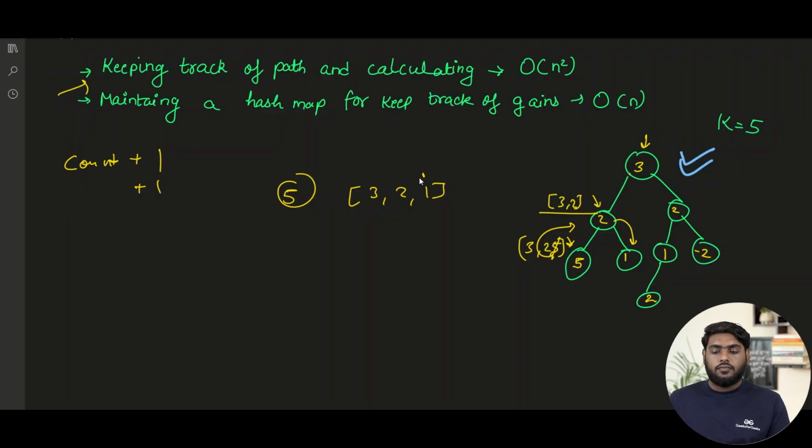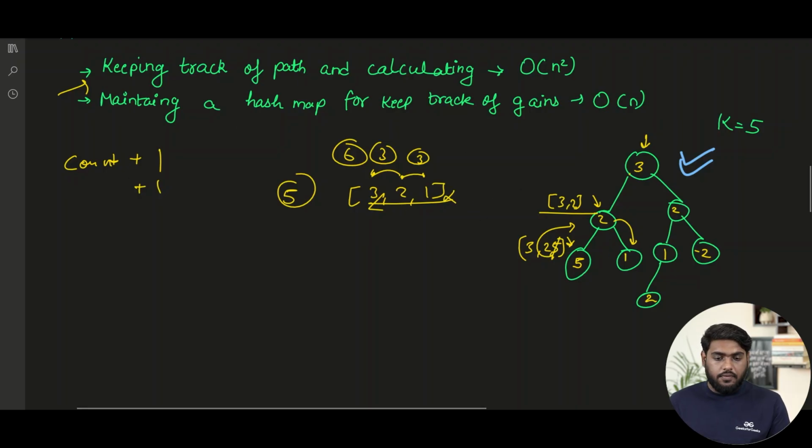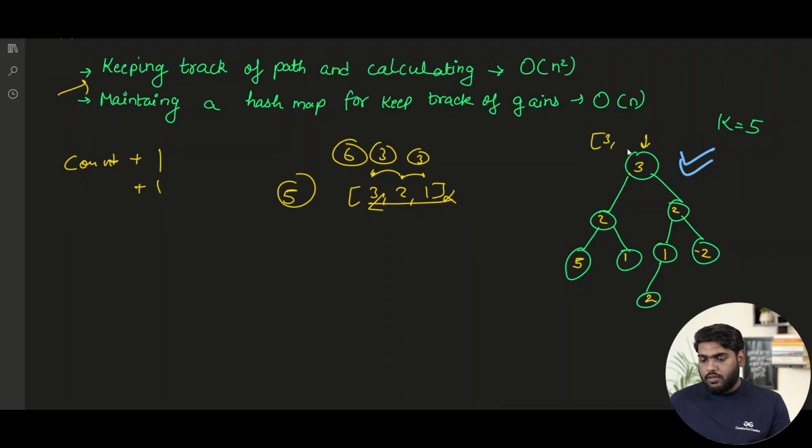I'll take 1. 1 plus 2, it'll be 3. 3 plus 3, it'll be 6. We did not find 5 at any place. That means we are not going to touch the counter. We'll backtrack. We'll be here. All the work of 2 is done. We'll backtrack once more. The path will be just this 3, and then we'll move to the right side.